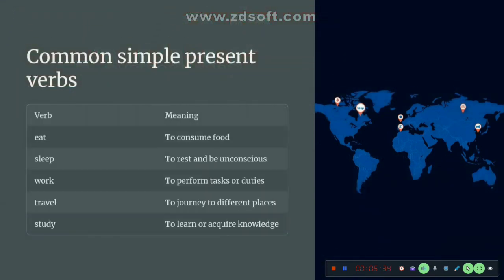These are some common verbs in simple present, and you can use them, and they are the definition of the verbs. Next slide.